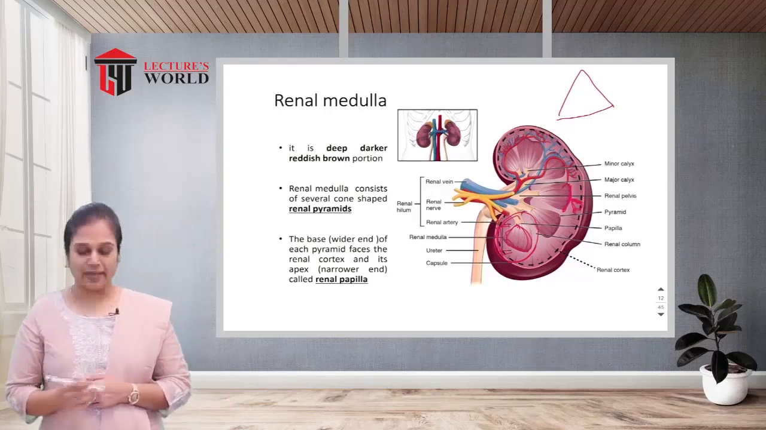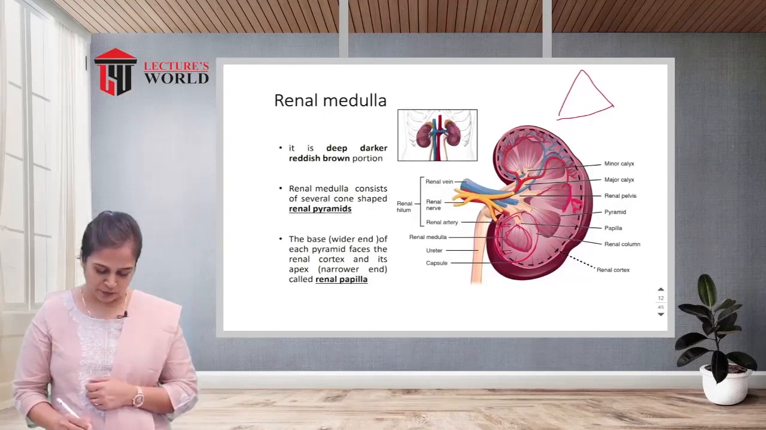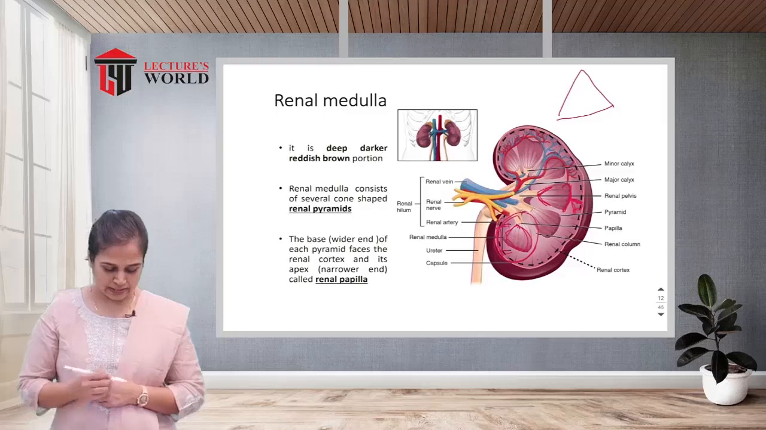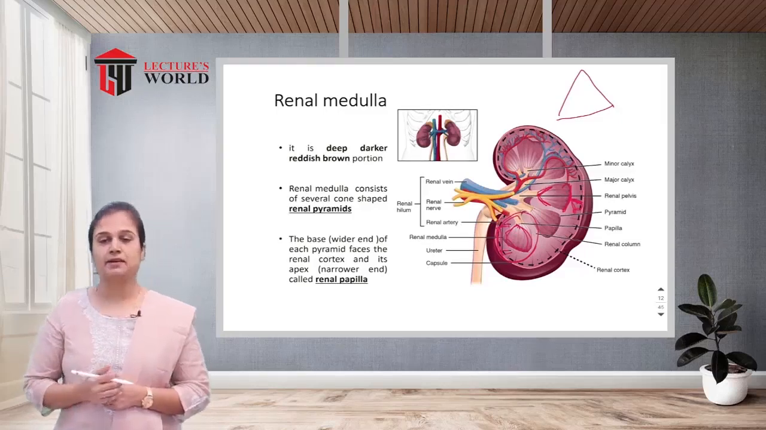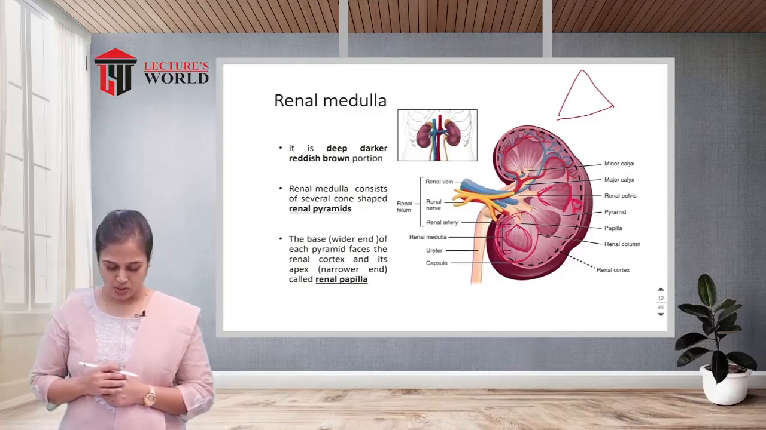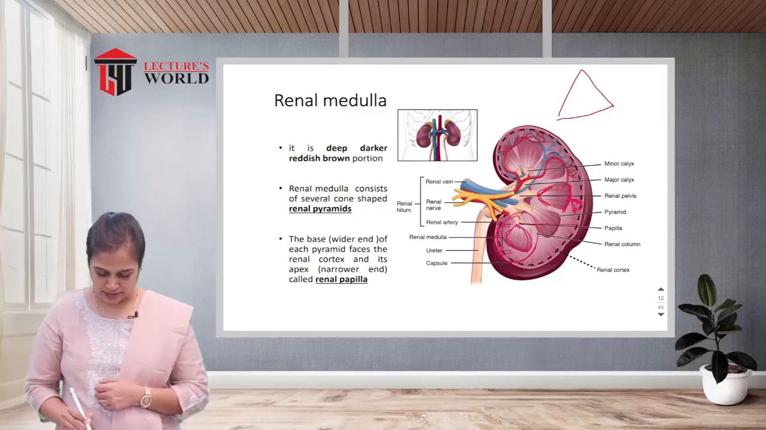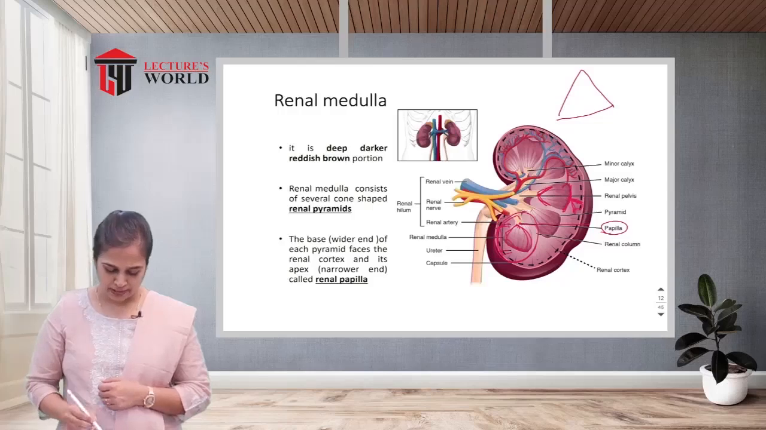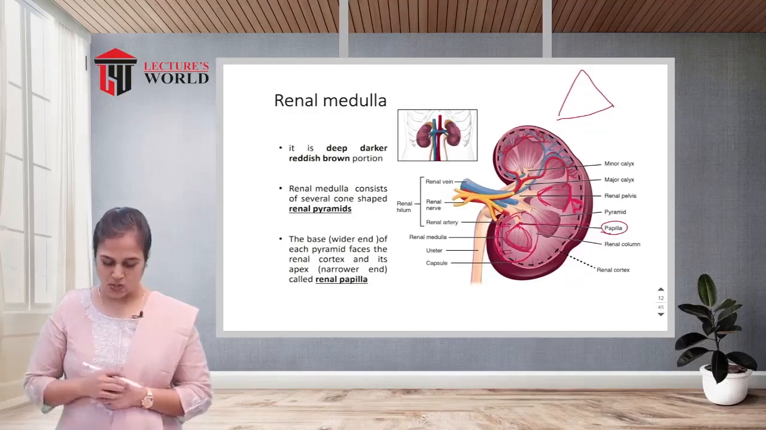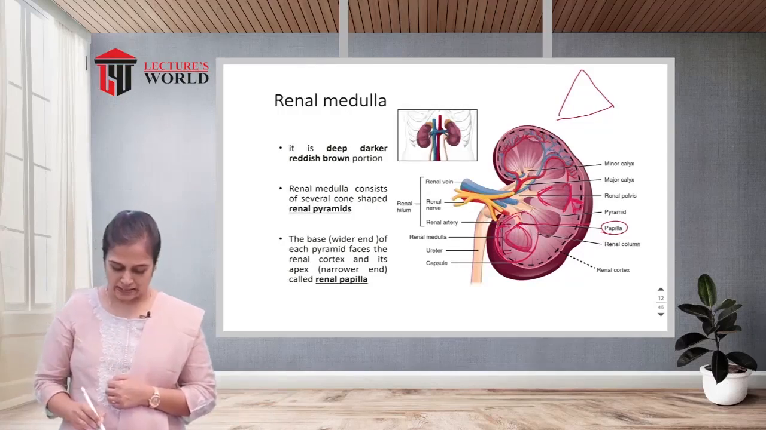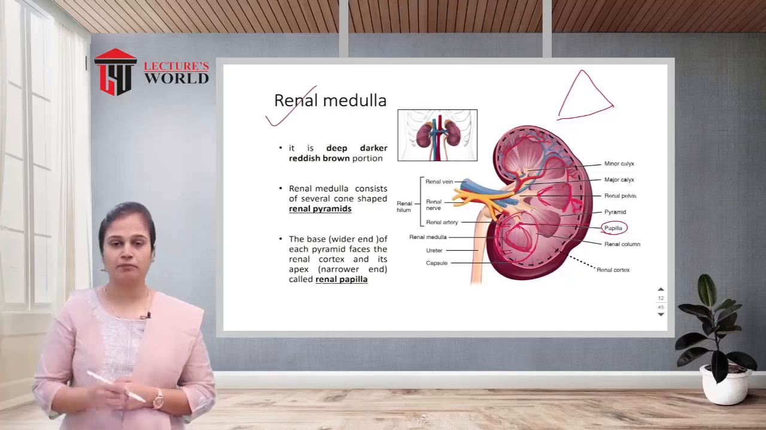And this is the apex, the narrower portion. This narrower end is called the renal papilla. You can see in the image, this is the renal papilla. This is the base, which is the wider one, and this is the narrow one, called the papilla. And this is called the renal medulla.